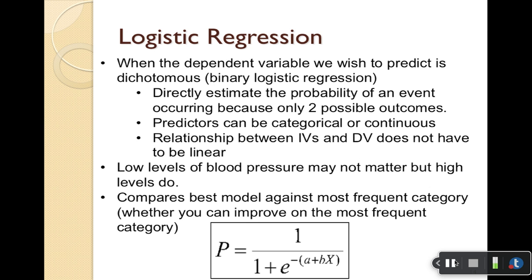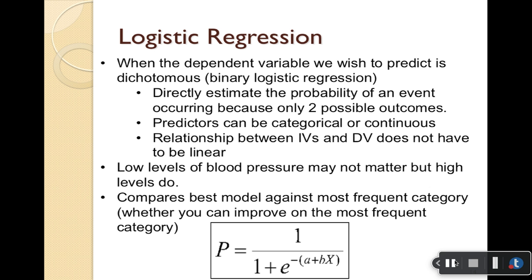So in logistic regression, the dependent variable that we want to predict is dichotomous, which is sometimes referred to as binary logistic regression. So what we're doing in this case is we're estimating the probability of an event occurring because there are only two possible outcomes. So that's our dependent variable. Now our independent variable can be categorical or it can be continuous.